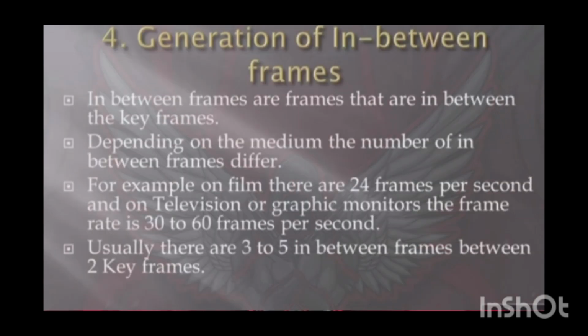4. Generation of in-between frames. In-between frames are frames that are in between the keyframes. Depending on the medium, the number of in-between frames differ. For example, on film there are 24 frames per second, and on television or graphic monitors the frame rate is 30 to 60 frames per second. Usually there are 3 to 5 in-between frames between 2 keyframes.